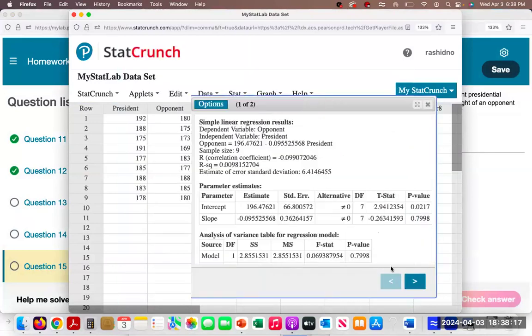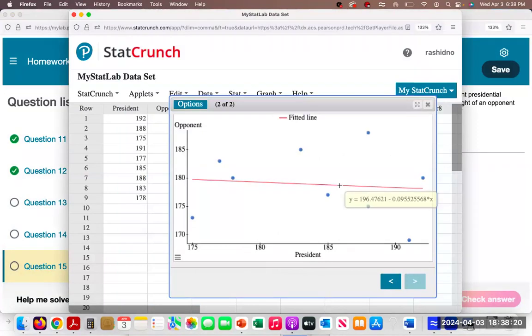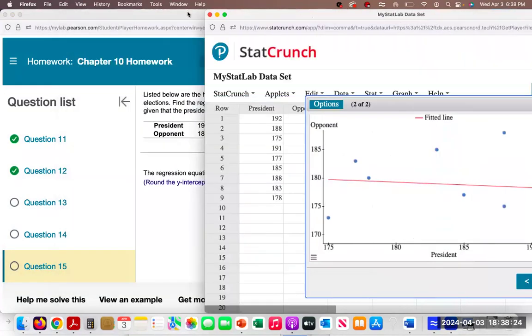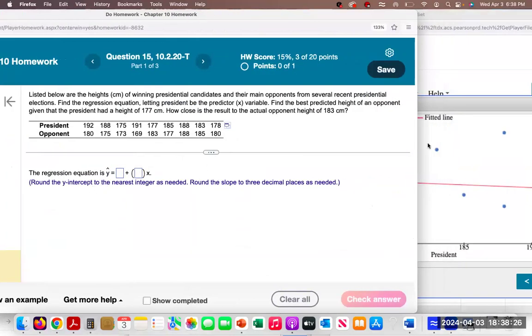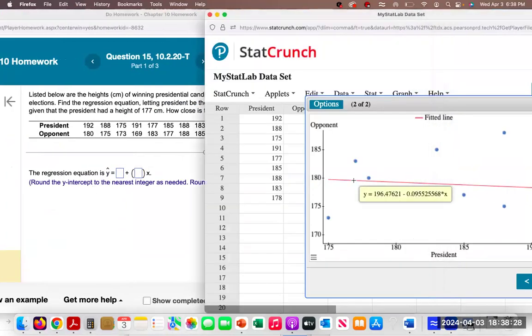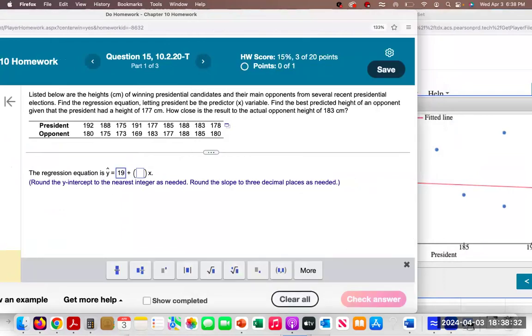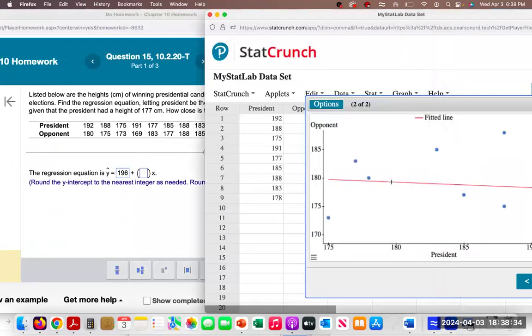From there, we can get our regression line that has a negative slope. So we're asked to round the y-intercept to the nearest integer. So it's going to be 196. And we're asked to round the slope to 3 decimal places. So it's going to be negative 0.096.